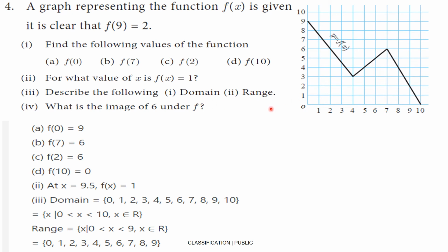Next, describe the following: domain and range. What is the domain? Domain means x elements only. Here 0, 1, 2, 3 up to 10. That is in rule form, x such that 0 less than or equal to x less than or equal to 10, x belongs to R. And the range also, what here? 0 to 9 only we are mapping. Therefore 0, 1, 2, 3, 4, 5, 6, 7, 8, 9 is the range. That is the rule, x such that 0 less than or equal to x less than or equal to 9, x belongs to R. Clear, students?